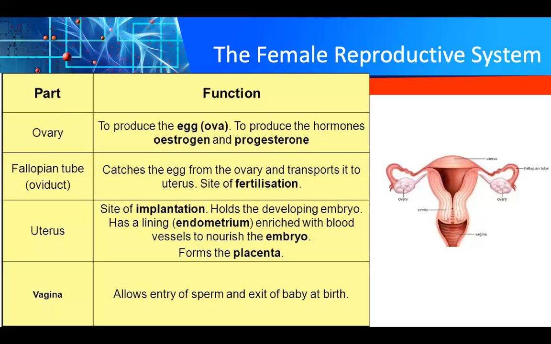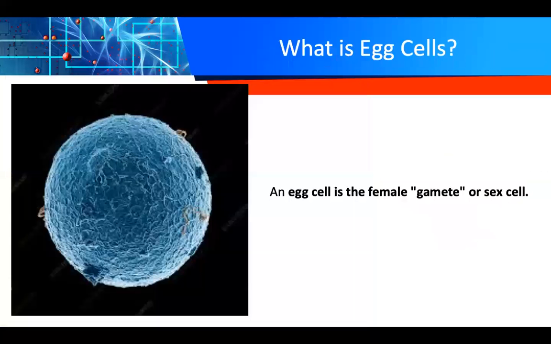A fallopian tube is a passageway. An egg travels from an ovary to the uterus, where fertilization usually occurs in this particular part. An egg cell is a female gamete or sex cell. From an ovary, an egg travels through the fallopian tube to the uterus. The uterus is a hollow muscular organ.